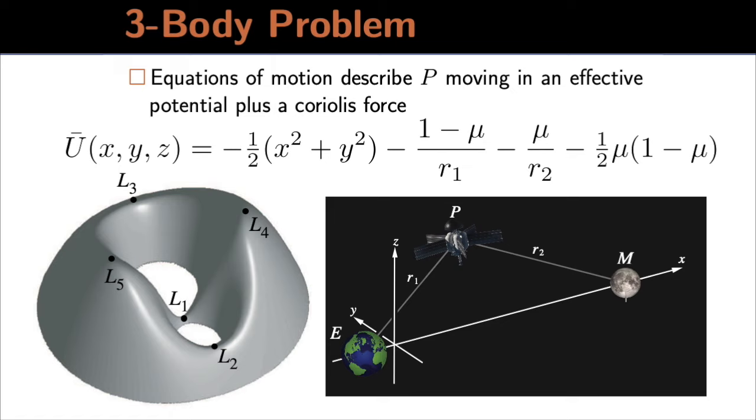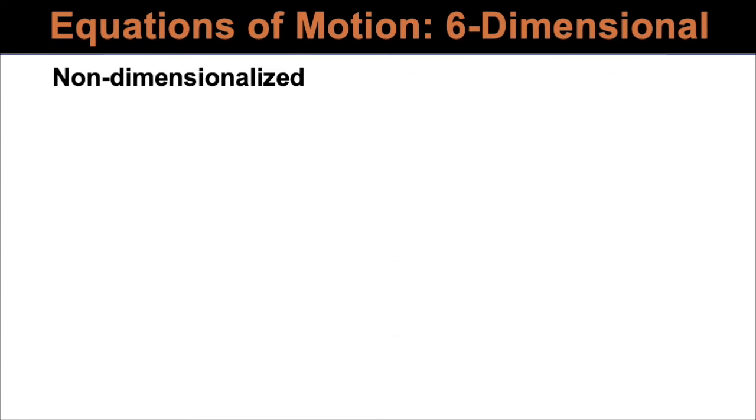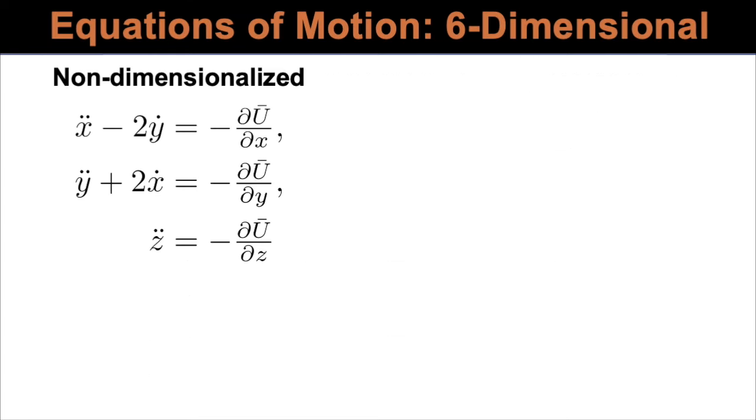This effective potential will end up being important for delineating the regions of motion that are energetically possible. The equations of motion, non-dimensionalized, are six-dimensional and look like this. In second-order form, we've got some terms that are accelerations and velocities. There's an implied angular velocity equal to 1, because we're assuming that the Moon's angular velocity around the Earth in these new coordinates is equal to 1. So you could think of there being an omega, but they're both 1.